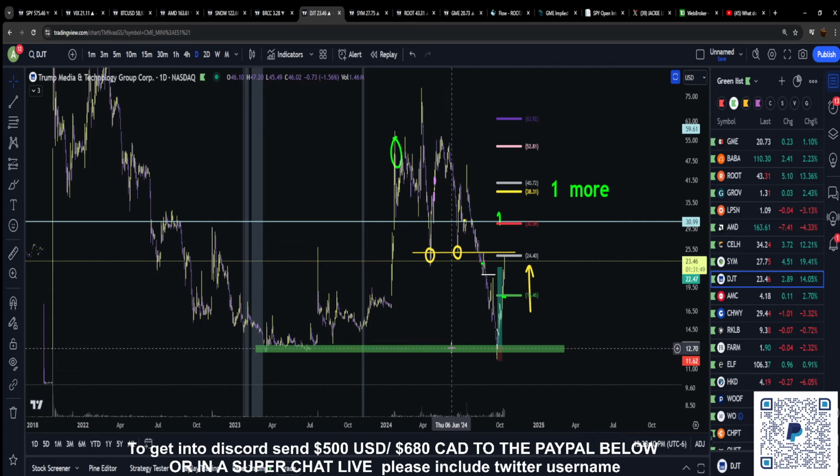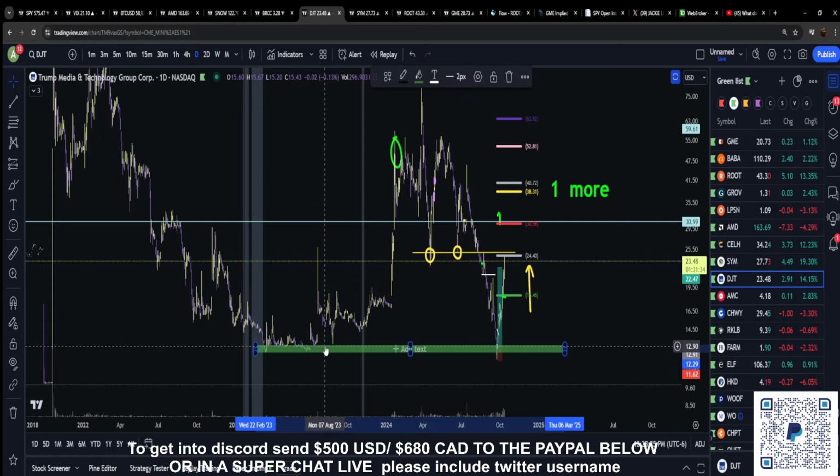So what I've started doing, you guys saw it on DJT. We did it on GME. We've done it with LPSN, SYM, a couple of different stocks that we'll get into, and I'll explain more. But I've started drawing colored boxes, right?